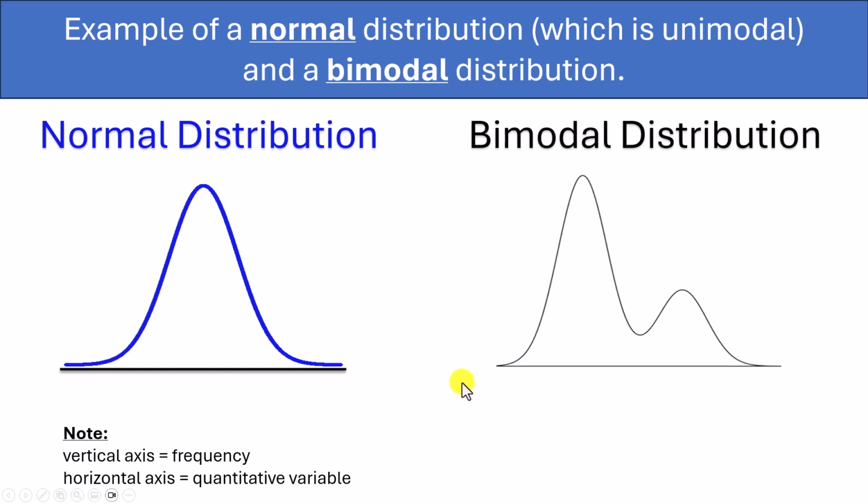A bimodal distribution just means there are two peaks to the distribution. They don't necessarily have to be the same frequency for the two peaks, but nevertheless, there must be two peaks to a bimodal distribution.